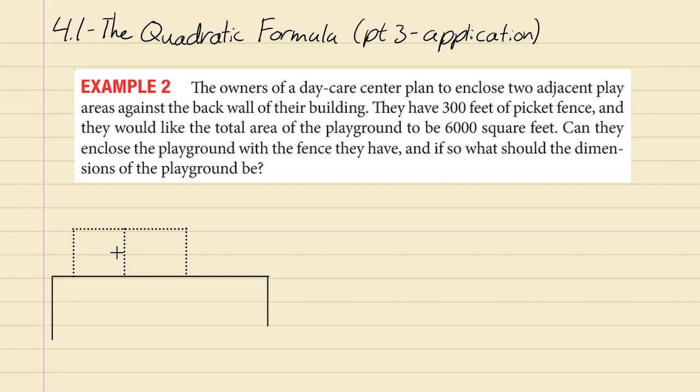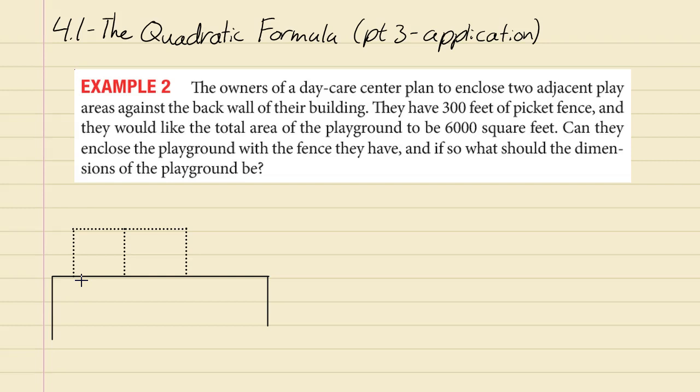And the picket fence is all of this dotted line stuff I have. That's like the total perimeter, sort of, except the perimeter doesn't need to include the wall because you already have a wall there, so it would be silly to build a fence right against your wall.